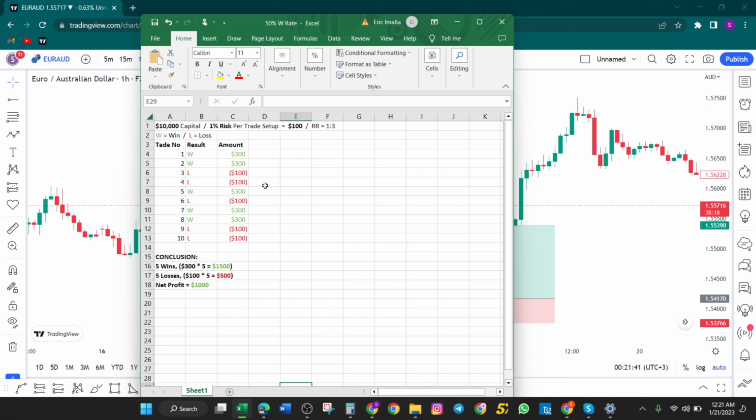How long will it take me to get 10 trades? Normally I do 3 to 5 trades in a week. So 10 trades will take me anywhere between 2 to 3 weeks, and you've already hit 10% of the account.